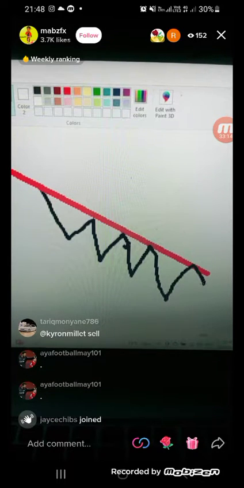But I like using the trend line breakouts because it's just so easy to see when the market breaks a trend line. And it's so much easier to combine it with my trading system.